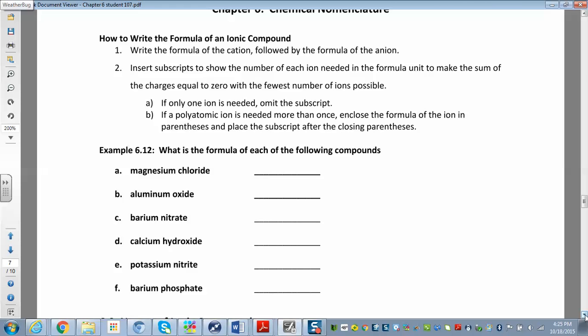So how do I write the formula of an ionic compound? The cation is always going to go first. Remember, ionic compounds are a metal plus a nonmetal, or a metal plus a polyatomic ion, or a polyatomic cation plus a polyatomic anion. First we'll just start off with a metal and a nonmetal, or a metal and a group of nonmetals. You write the metal first, the cation first. If you have the name, the metal's always going to come first.